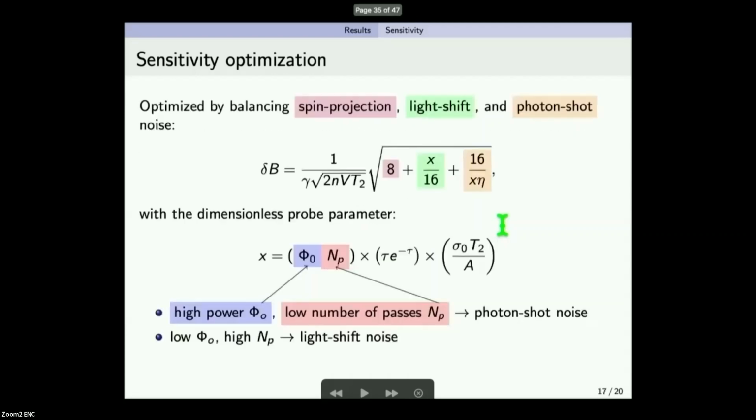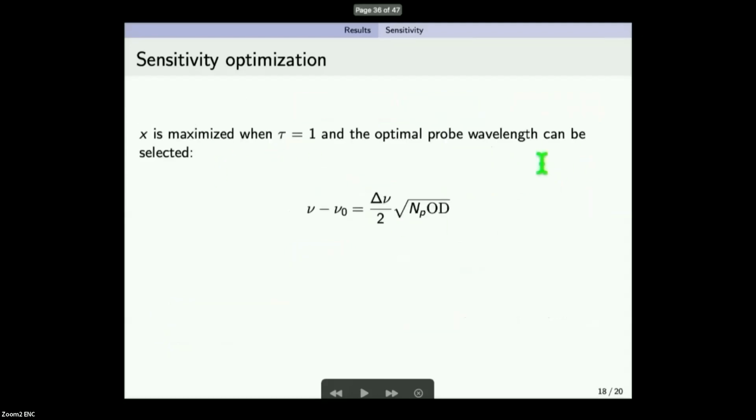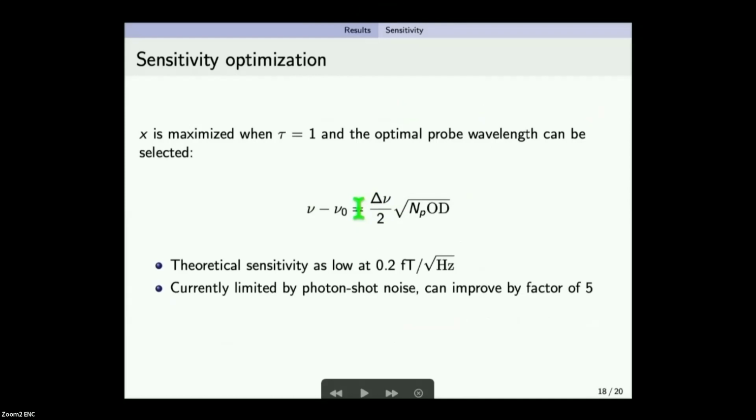So what's the point of knowing this? We want to optimize, or minimize, the noise term. This is minimized when tau is equal to 1, and that will give us our off-resonance probe wavelength. This says we should theoretically be able to get down to 0.2 femtotesla per square root hertz. I'm at 0.9, so we're almost a factor of 5 off of the theoretical limit by shot noise.